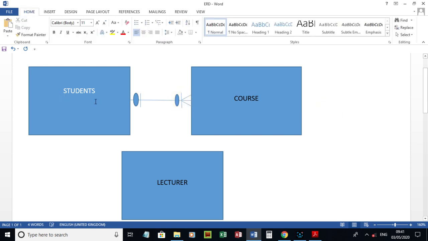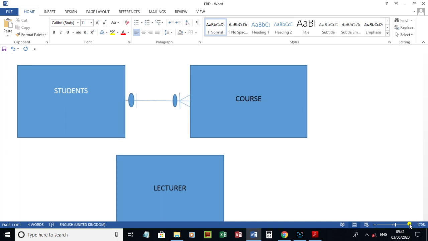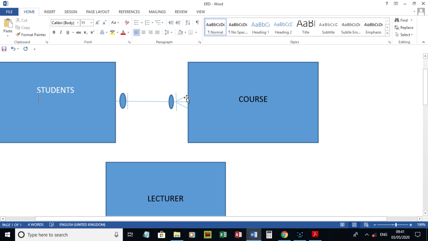All right, so it means that zero or one student, either per semester or month, can register for zero, one or many courses. We use the crow's foot to signify the many side of the table. I hope it's clear here.